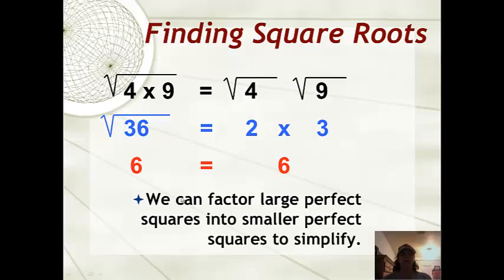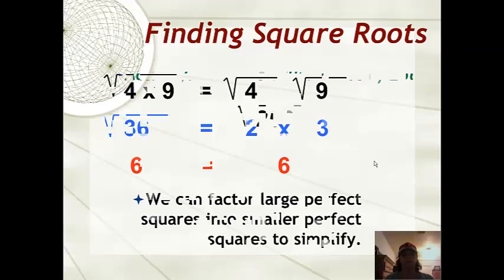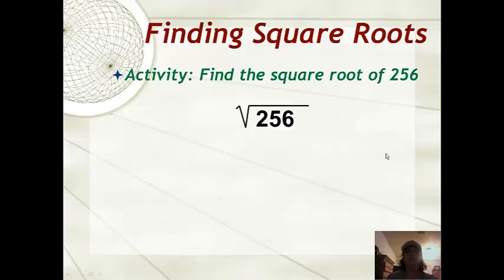And here we have it again. We can factor large perfect squares into smaller perfect squares to simplify. We simplified it by 4 times 9, and then we found the square root of those two, multiplied them together, and got 6. Okay, now what I want you to do in your journal: take 256, factor it, find the square root of the two numbers you factored, multiply them together, and get an answer. I laid it out for you, so all you have to do is fill in the blanks. So write that in your journal. We'll go over your answer tomorrow.